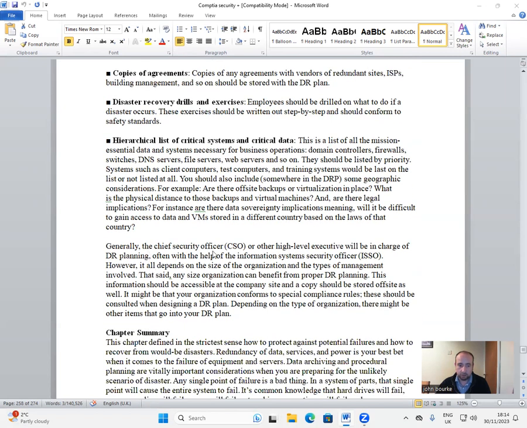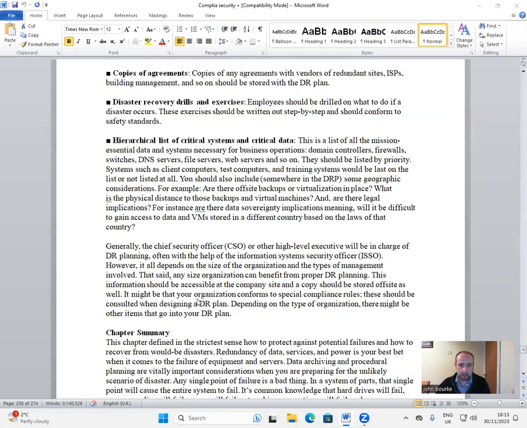Generally, the Chief Security Officer, CSO, or a high-level executive will be in charge of DR planning, often with the help of the Information Systems Security Officer, ISSO. However, it all depends on the size of the organization and the types of management involved. That said, any size organization can benefit from proper DR planning. This information should be accessible at the company site, and a copy should be stored off-site as well.